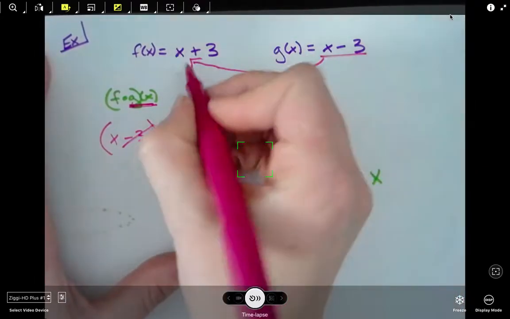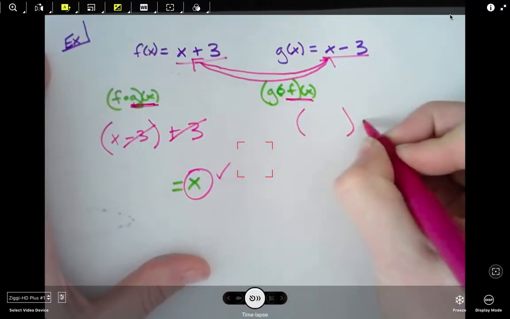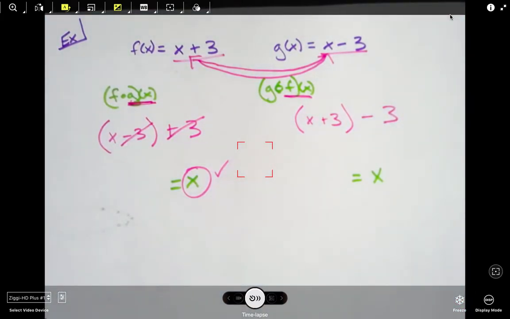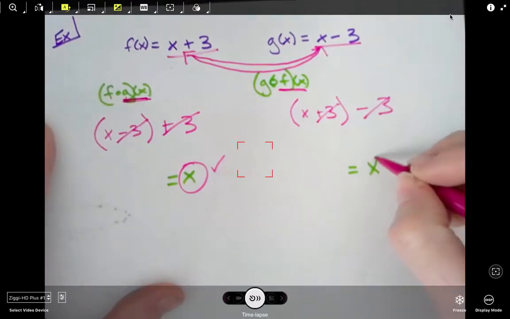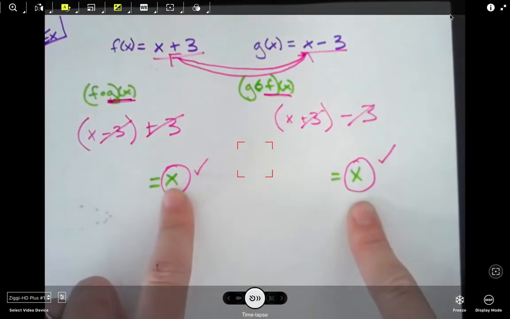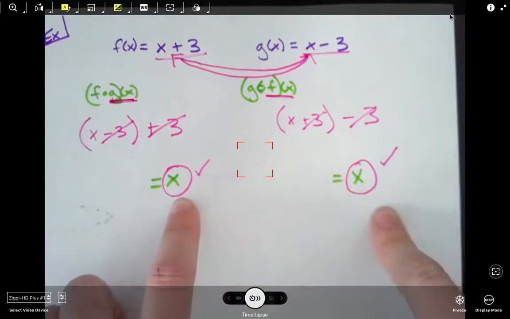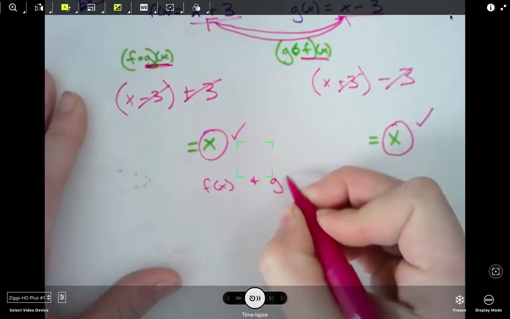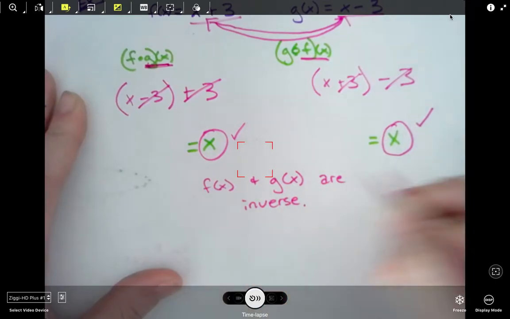Okay, now we're going to do the other one. G composed of f of x. So this guy is going to get plugged into here where the x is. So instead of it being x minus 3, x plus 3 is going inside of there. Yeah, what happens here? Those two are going to cross out. Does that equal x? Yes. So when it crosses out for both compositions, whichever one you switch around, when it comes out to be x on both sides, f of x and g of x are inverses. They are inverse functions.